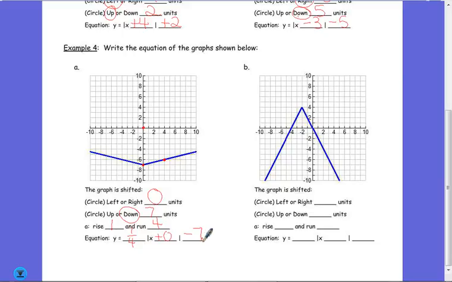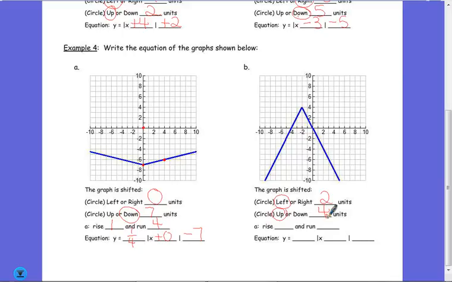So pause the video, try this last one on your own. So first question, did we go left or right? We went left. How many boxes? 1, 2. Did we go up or down? We went up. How many boxes? 1, 2, 3, 4.